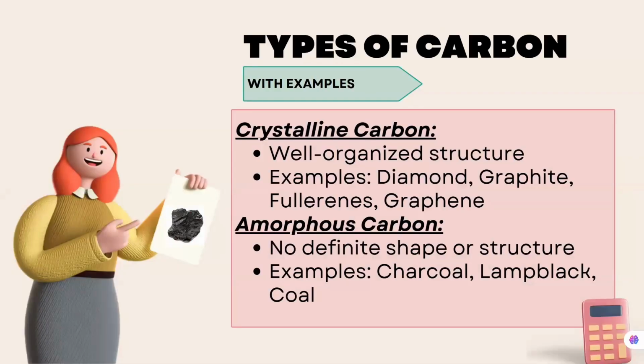So we have the types of carbon with examples. We have 2 types of carbon which exist in a solid state: crystalline carbon and amorphous carbon. Crystalline carbon has a well-organized structure, meaning it has a solid shape. Examples include diamond, graphite, fullerenes, and graphene. Then amorphous carbon has no definite shape or structure, so it can come in any shape, or an irregular shape. Some examples include charcoal, lamp-black, and coal.